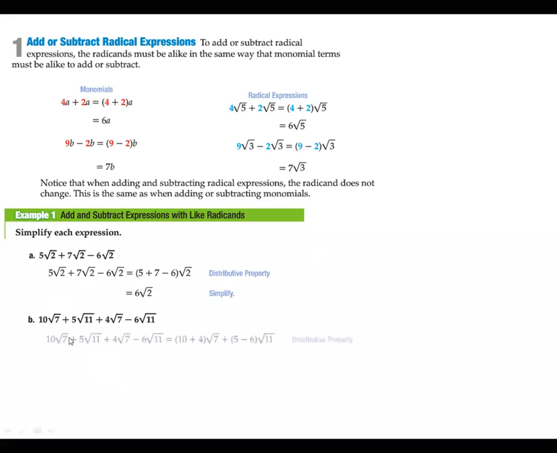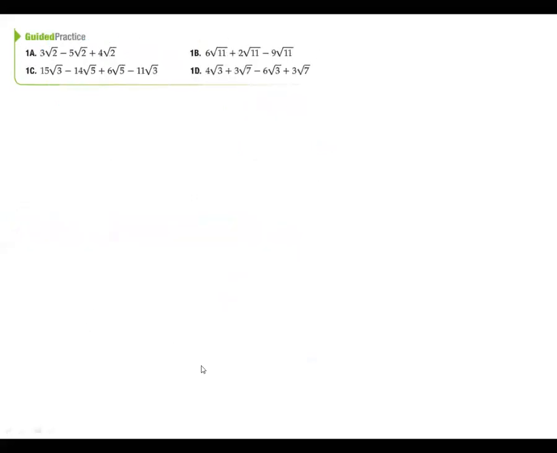Well, you would add the square root of 7s together and subtract the square root of 11s. So be careful here. You have 5 square root of 11 minus 6 square root of 11, which would give you negative 1 or minus 1 square root of 11. And you could put the 1 in there if you want to or not. And then if I have 10 square root 7 plus 4 square root 7, that gives you 14 square root 7. Okay, here's a couple for you to try. Go ahead and pause the video.